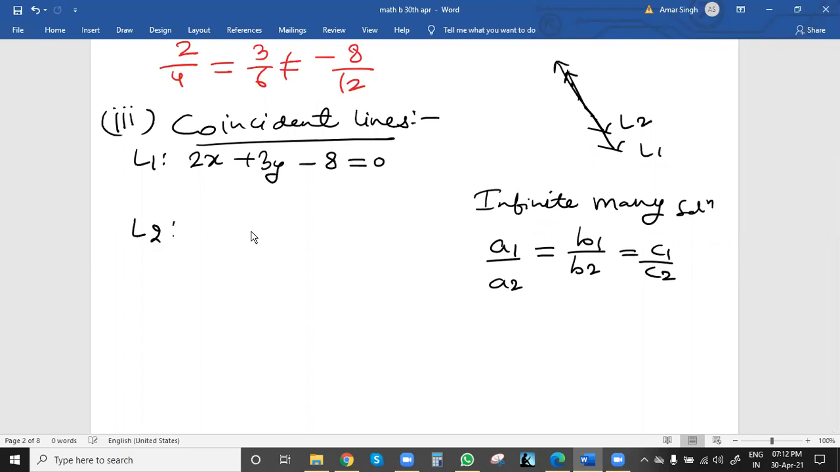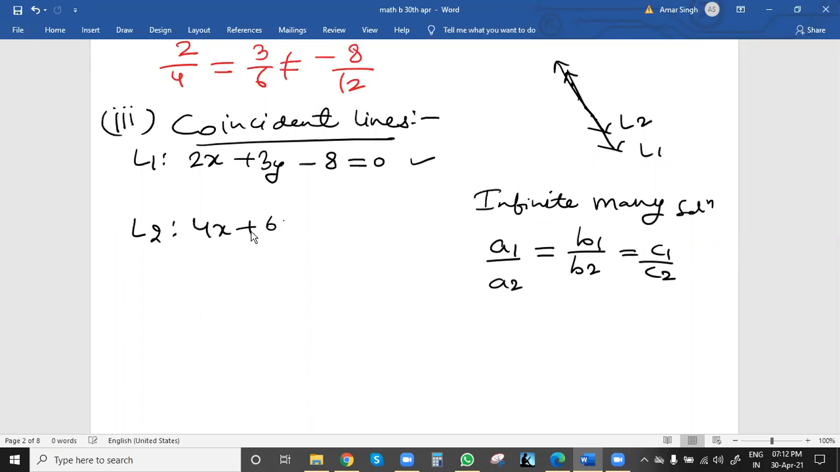For L2, the line L2 is basically an equation only. If you draw a graph of the equation, it will give you a line, and that line we can call L2. A1 by A2 is equal, all are equal. So we can multiply the first equation with 2 throughout.